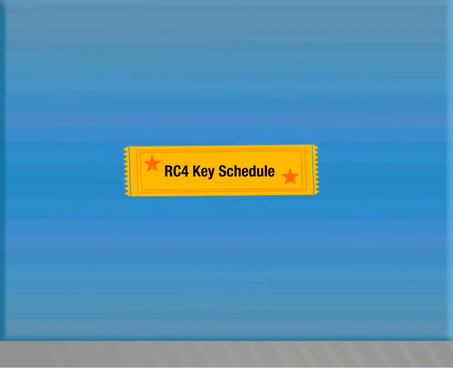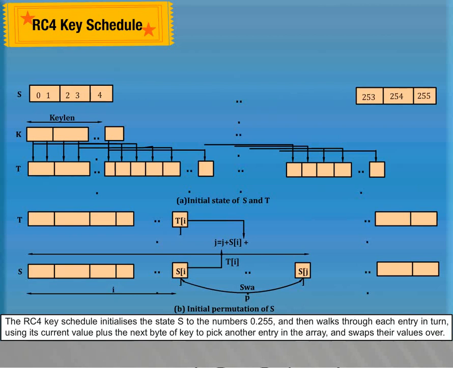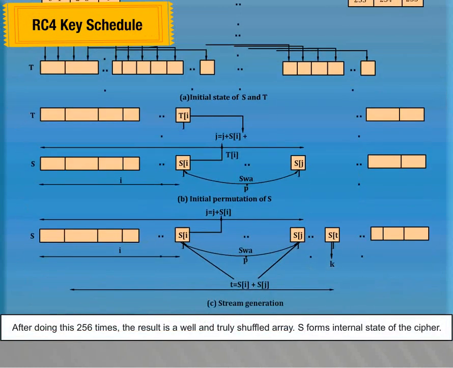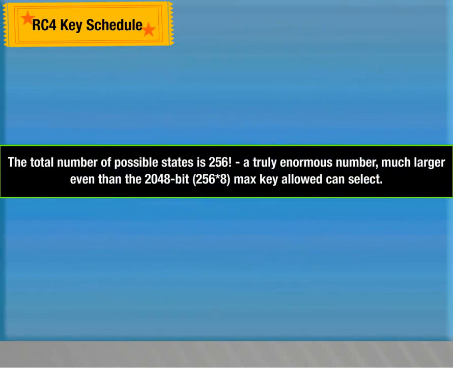RC4 key schedule. The RC4 key schedule initializes the state S to the numbers 0 up to 255 and then walks through each entry in turn, using its current value plus the next byte of key to pick another entry in the array and swaps their values over. After doing this 256 times, the result is a well and truly shuffled array. S forms the internal state of the cipher. The total number of possible states is 256 factorial, a truly enormous number, much larger even than the 2048-bit (256 times 8) maximum key allowed can select.